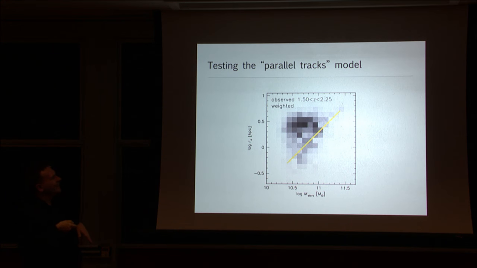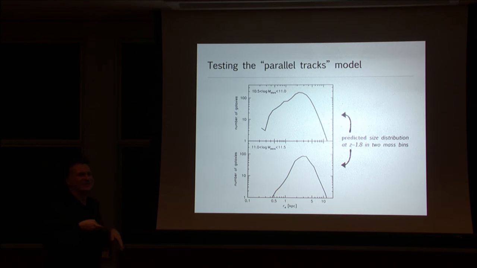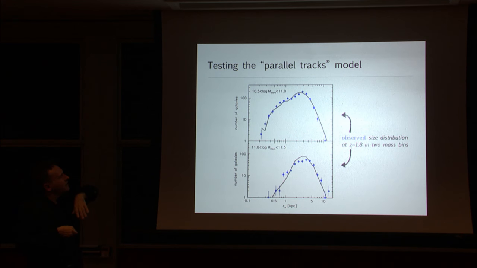Given what we're trying to do, and so this is more quantitative. This is in two mass bins, below 10^11 and above 10^11. This is the size distribution, and this is the prediction from evolving the galaxy distribution forward in time. And then these are the observed points. So it's pretty close, I would say. And in particular, we get these galaxies at one kpc, more or less the right number.